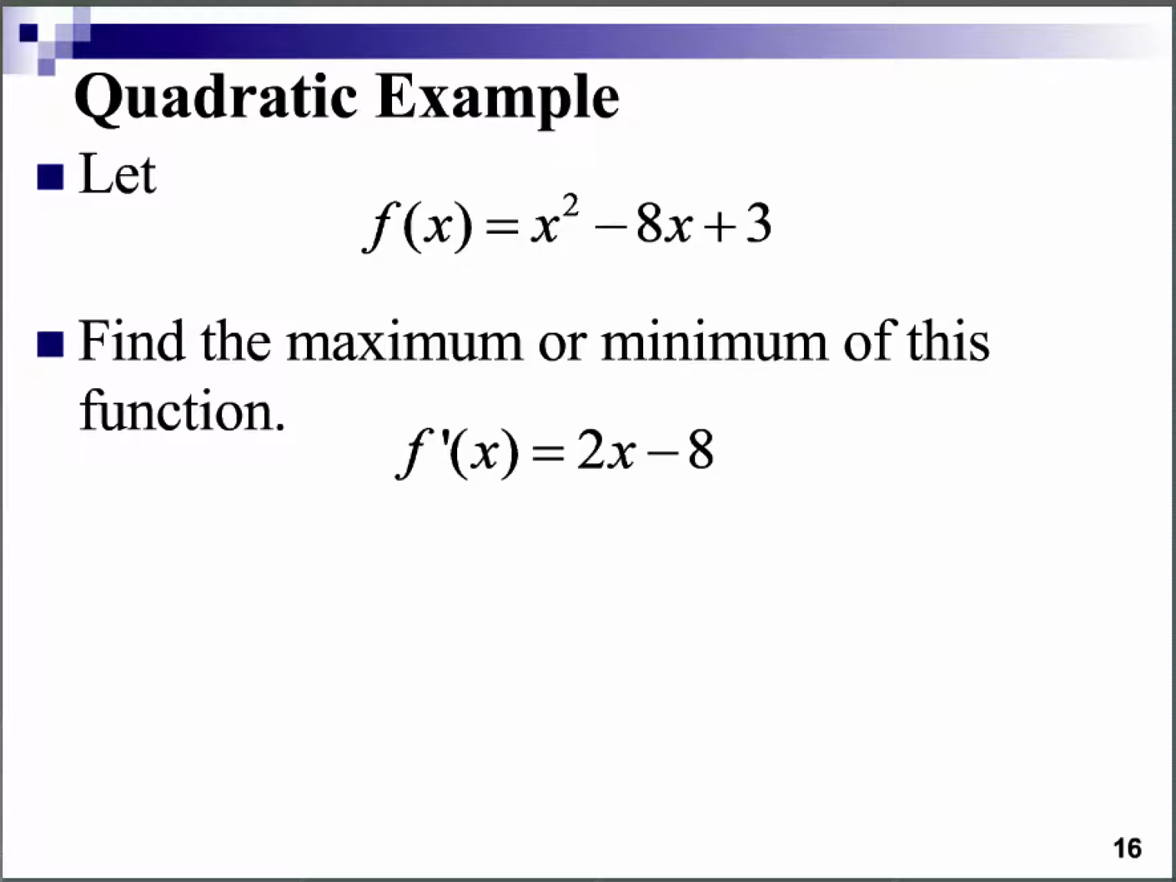We bring the power 2 in front. 2 times 1 gives me 2. We keep the variable x. We reduce the power by exactly 1. So this is 2x to the 1.